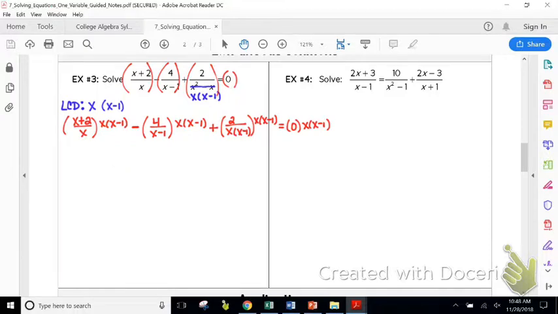So then we're going to start canceling. So this first part, my x's cancel, and I'm left with x plus 2 times x minus 1. Minus. Then my x minus 1's cancel, so I'm left with 4 times x. Plus. The x's cancel and the x minus 1's cancel, so I'm just left with 2, equals, and then this, what's 0 times anything? 0.